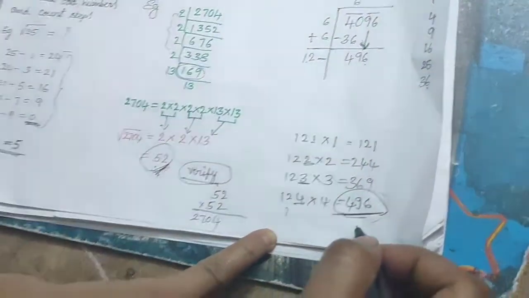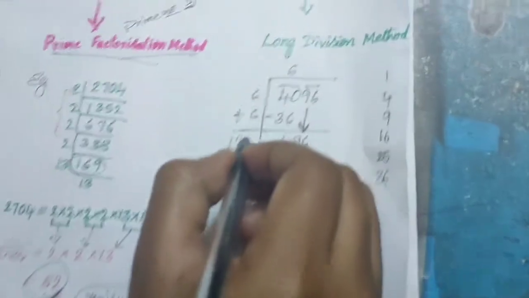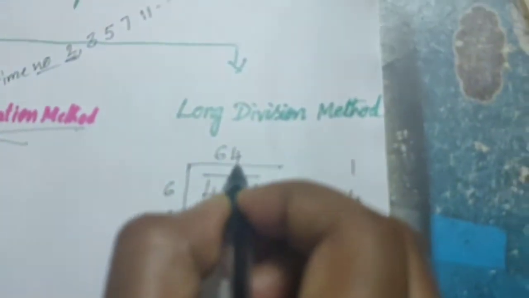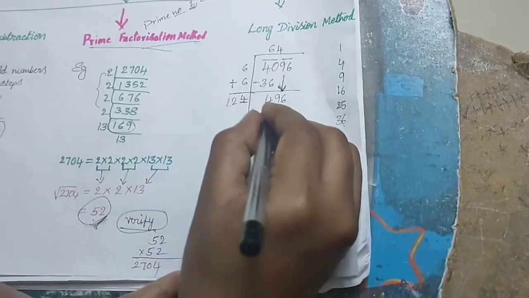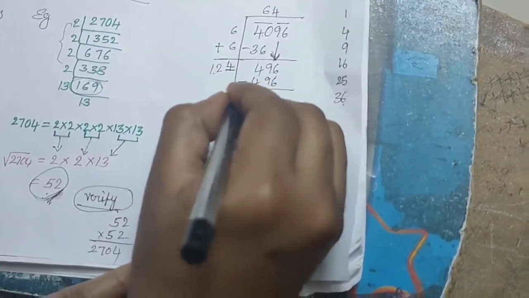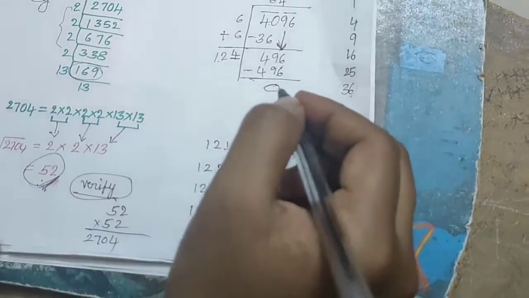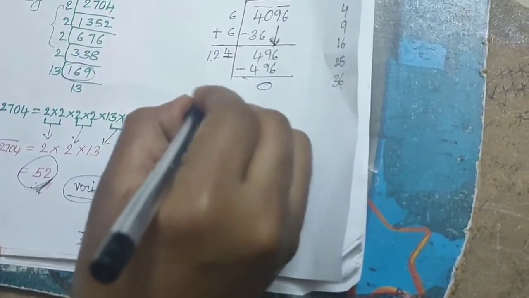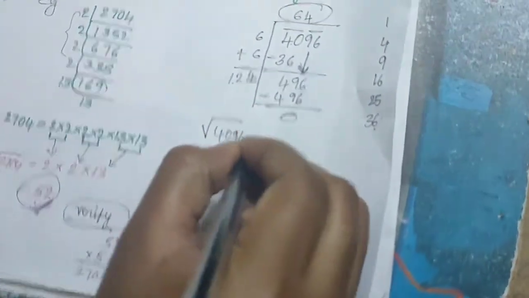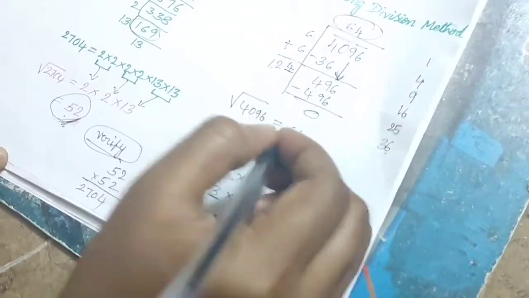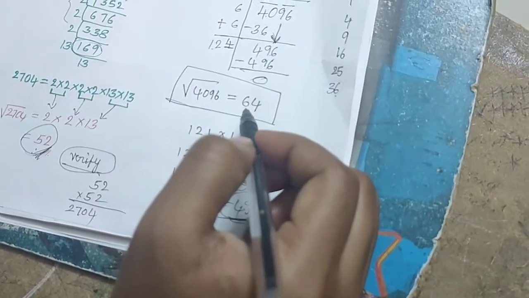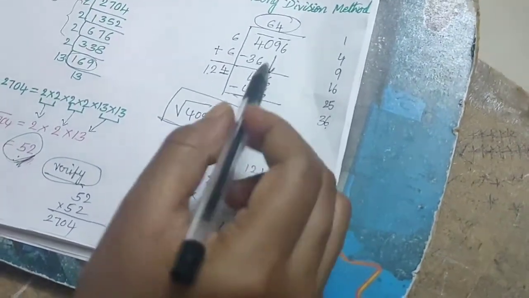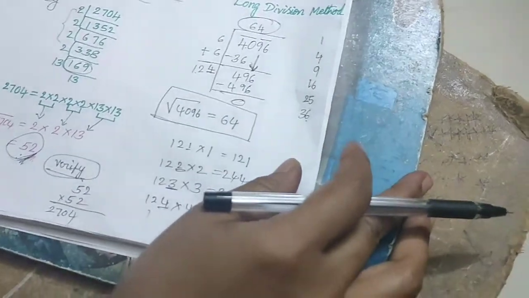Now look at this one. The number 496 comes. So now you write here 4, and here also you write 4. 4 4s are 16 and carry 1. 4 2s are 8, 8 plus 1 is 9, and 4 1s are 4. Again subtract. We get 0. Now what is the answer? The square root of 4096 is equal to 64. So it is very easy to find the square root, and there are also very few steps to find this. So students, I will explain once again.